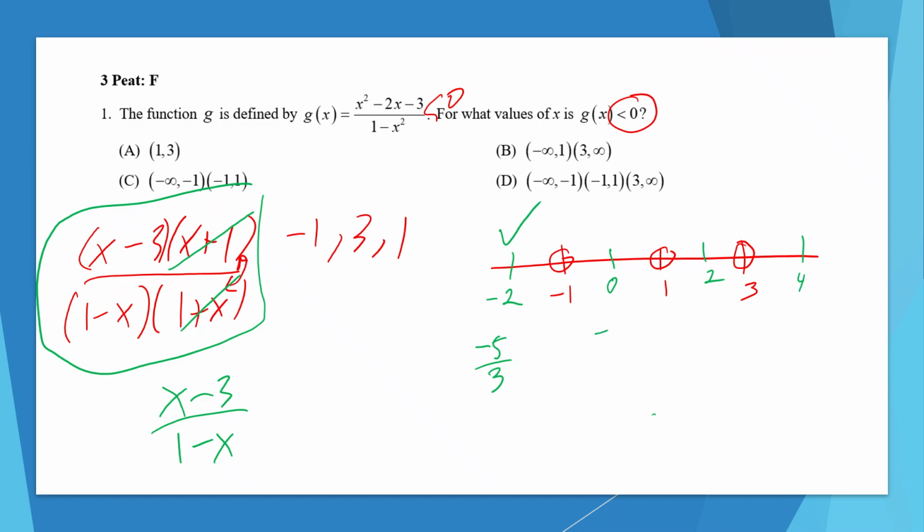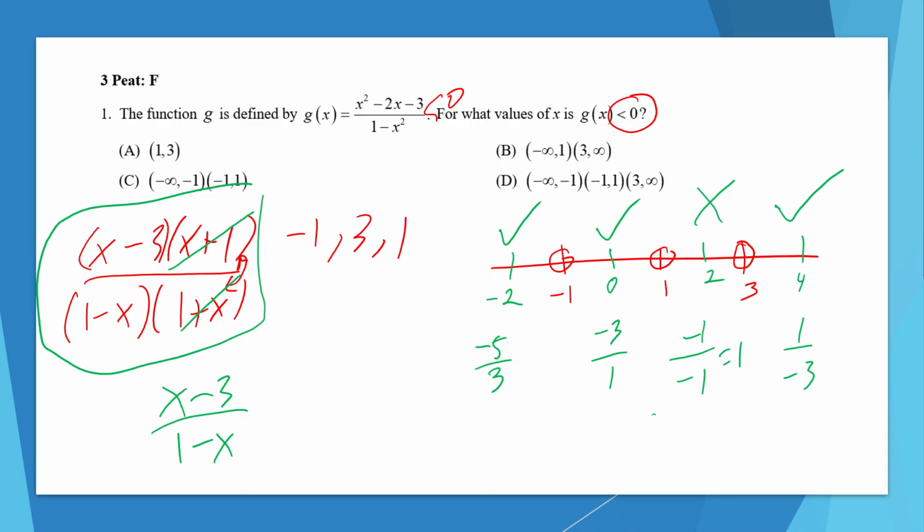Plugging in 0, we have negative 3 over 1. This is also good, so we will put a check mark there. Here, we have 2. 2 minus 3 is negative 1 over 1 minus 2, which is negative 1. So this will give us positive 1 as an output, so no. And then 4, plugging that in, 4 minus 3 is 1, and 1 minus 4 is negative 3. This should be good too.